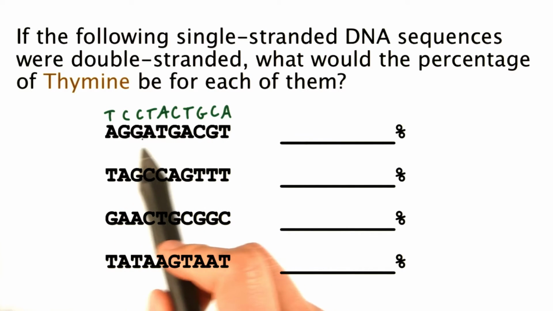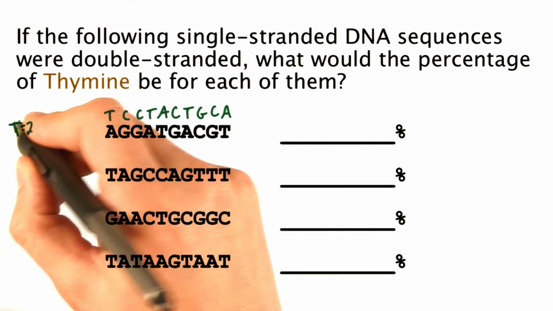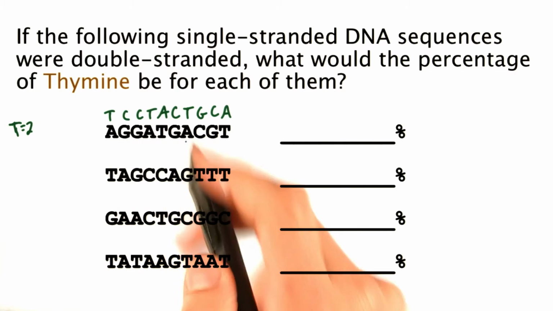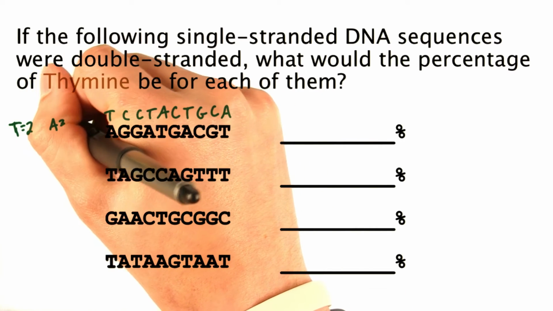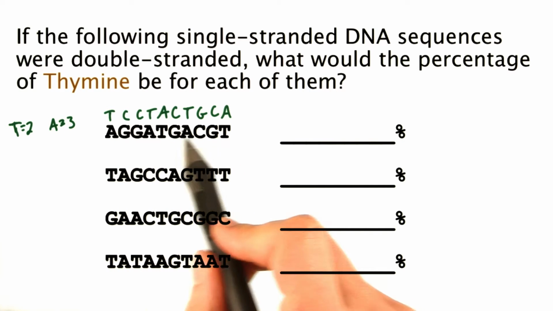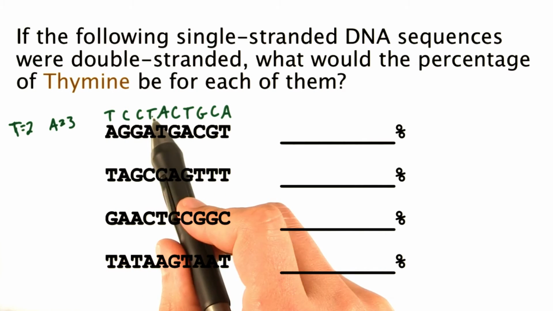count how many T's we have. We have 2 T's here. And we also count the number of A's or adenines. 1, 2, 3. We have 3 A's. Remember that for every A you see in this string here, we're actually going to have a T in the other complementary strand. See, 1, 2, 3 T's.